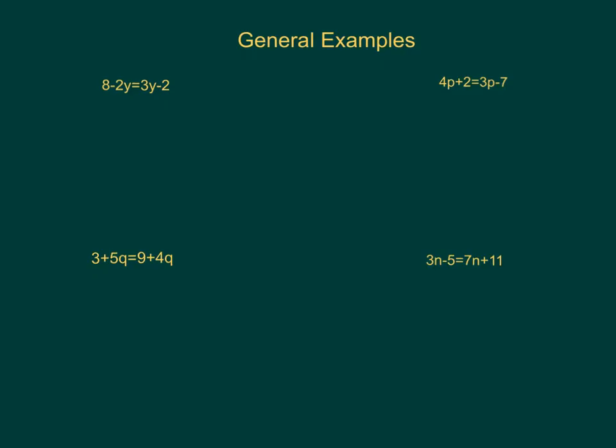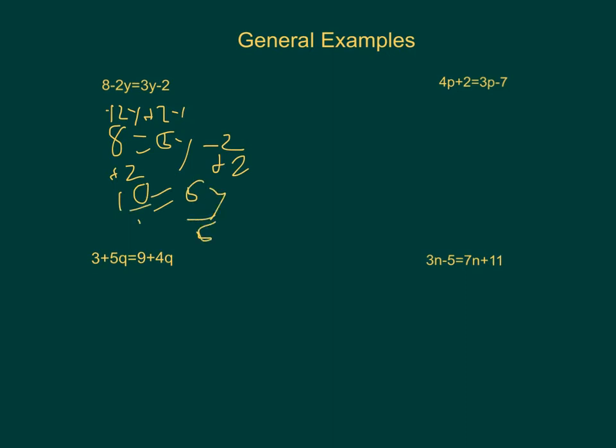Okay, so these are some general examples. So for the first one, you would add 2y to both sides. So you would have 8 equals 5y minus 2. Then you would add 2 to both sides. You would have 10 equals 5y. Then in order to isolate y, you would have to divide by 5. And you would have y equals 2 as your final answer.